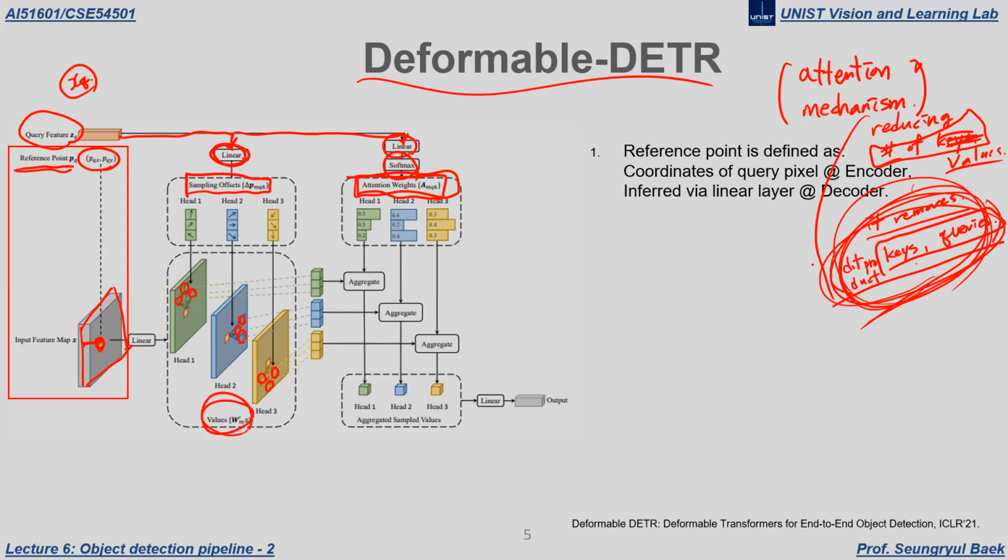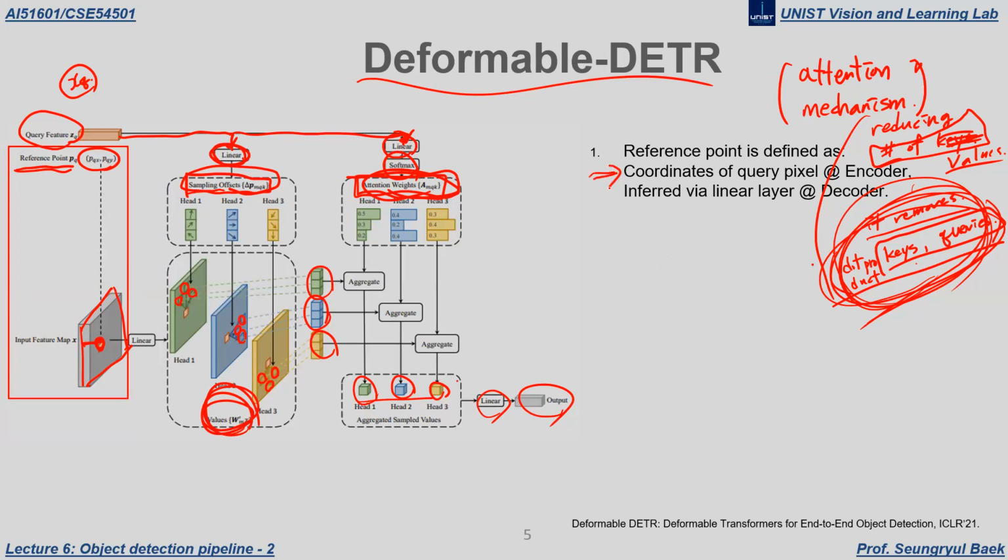So values are obtained by sampling some offsets, and the attention weights are obtained by the linear layer. For multi-heads, they are applied with a linear layer again, and mapped to the final output. So this is the deformable attention mechanism that happens in the deformable DTR.